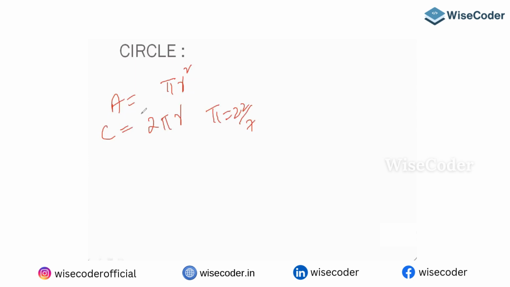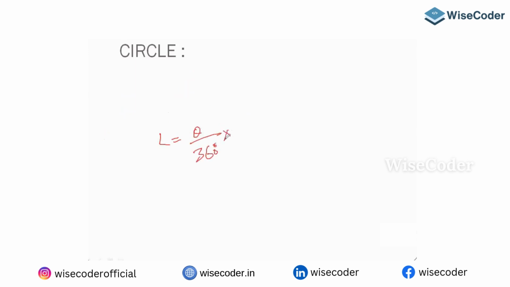Okay. And length of the arc. So guys, this is important. The length of the arc is nothing but theta by 360 into 2 pi r. And if they want area, then area is equal to theta by 360 degrees into pi r square. Okay. Then sector of a circle, that is length of the arc is equal to that, and this is this.